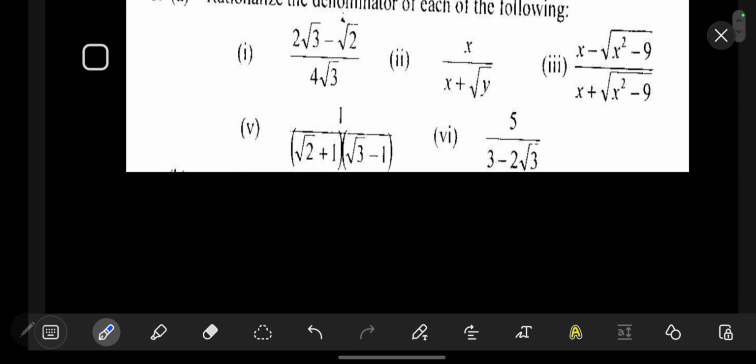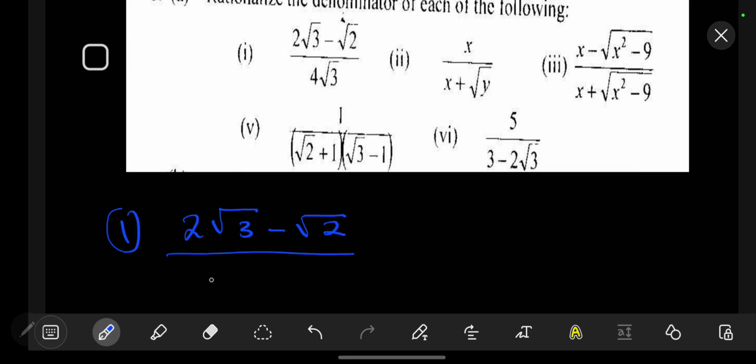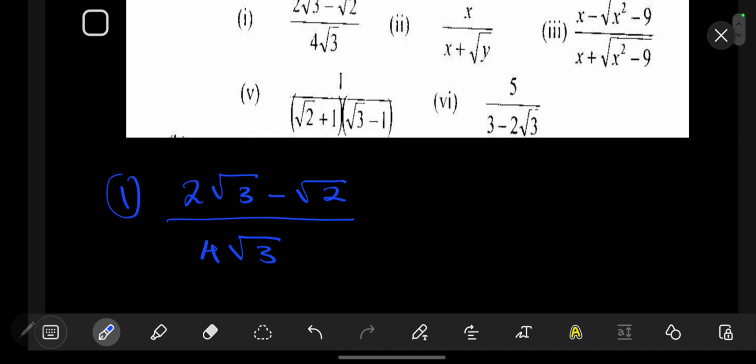The first one that we have is 2 square root of 3 minus the square root of 2, over 4 square root of 3. Rationalizing the denominator means that there should be no radical on the denominator. So how do we do this? If it is just one number there as a combined number, we are just going to get a radical, then multiply it on top and at the bottom.